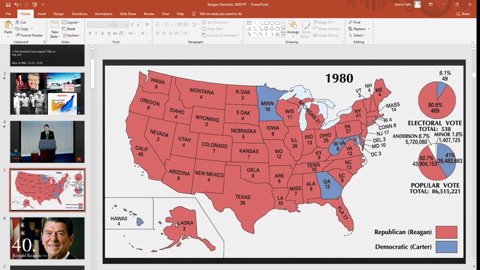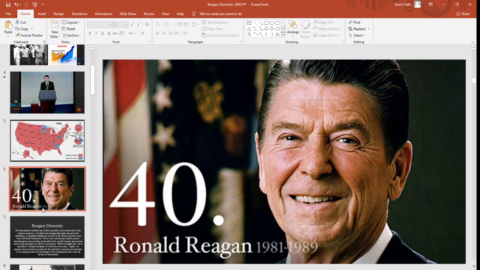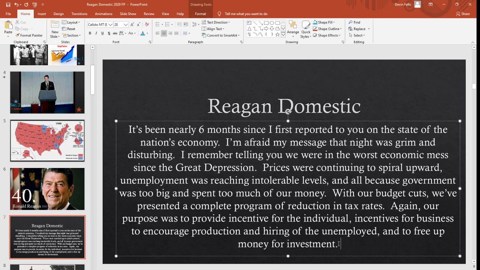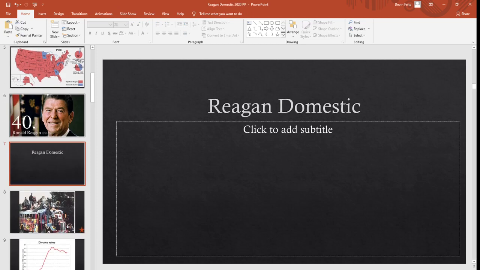So Reagan wins the 1980 election. He becomes the 40th president of the United States. His tenure in office is from 1981 to 1989, which means he was elected for 2 terms, because when you're elected to four-year periods, you get 2 terms, 4 years each. So, Reagan domestic. This was a quote from Reagan. We'll see this later in the slideshow. So I'm going to take that out real quick.